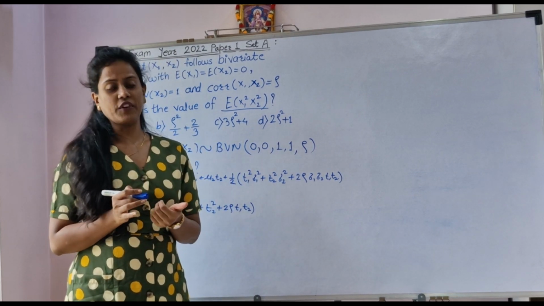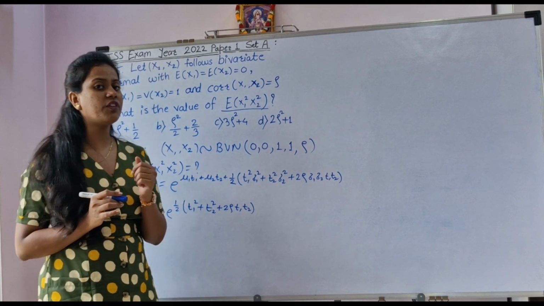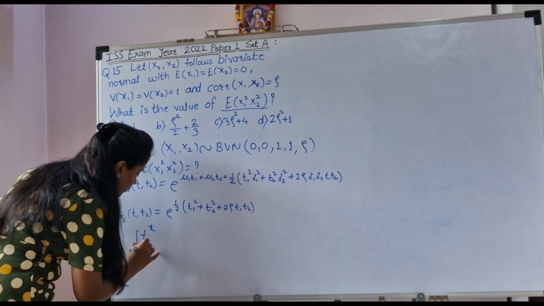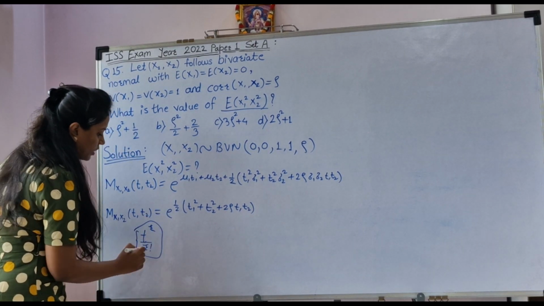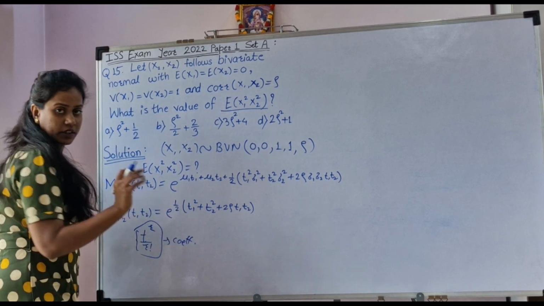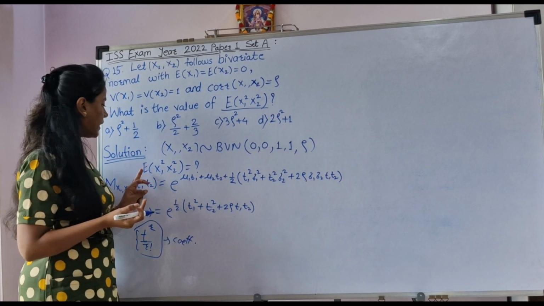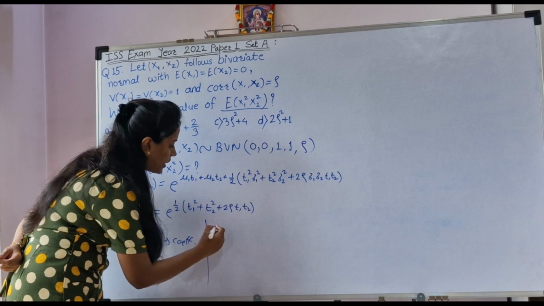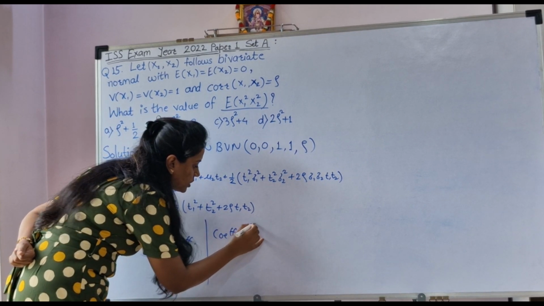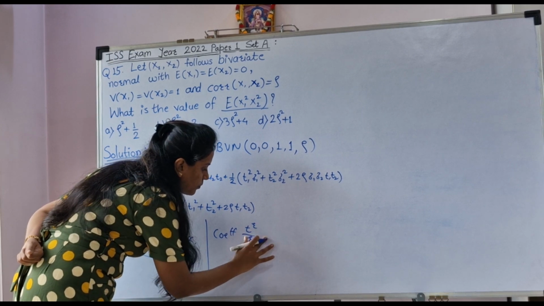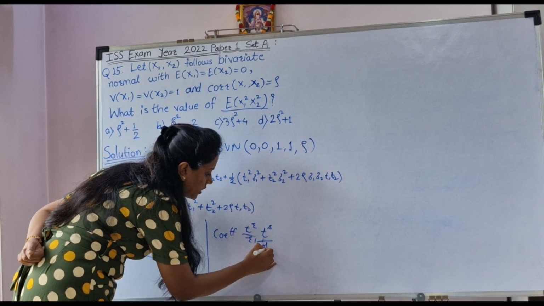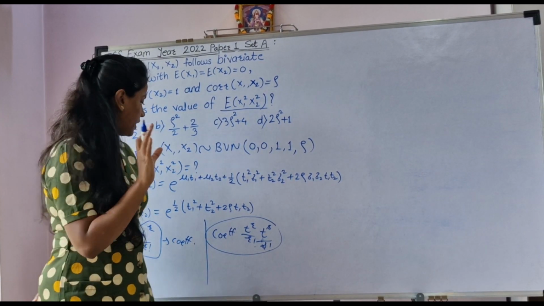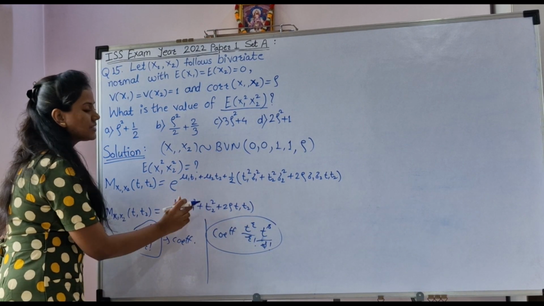Now if we want to find the rth moment using the MGF, how do we find it? We find the coefficient of t to the power r upon r factorial. Here, what we want to find out is the expectation of X1 square X2 square. So we will find the coefficient of t1 to the power r upon r factorial, t2 to the power s upon s factorial. Now how to do that? Here we have e to the power some term.